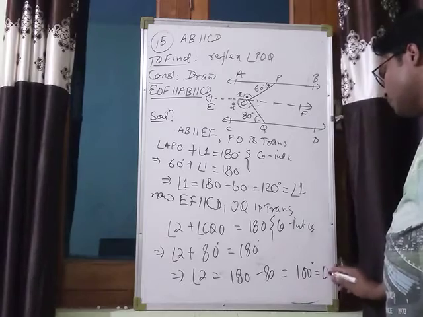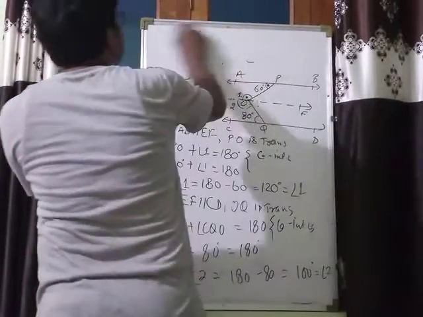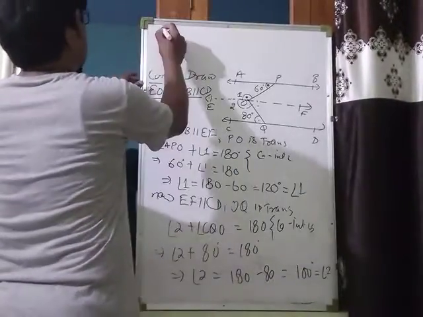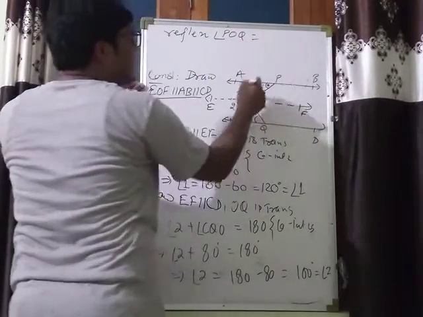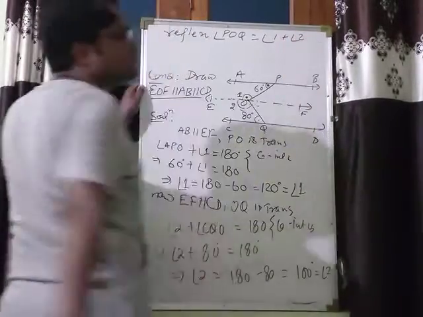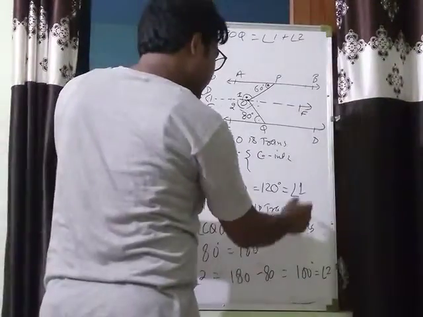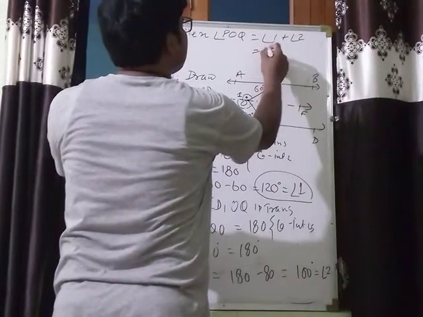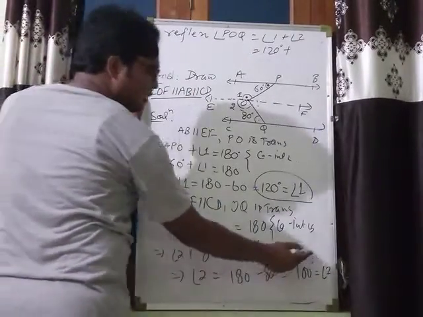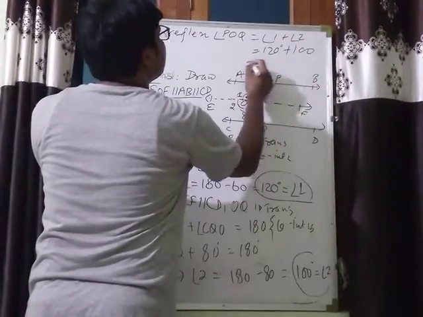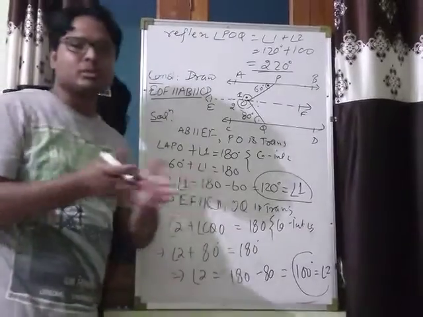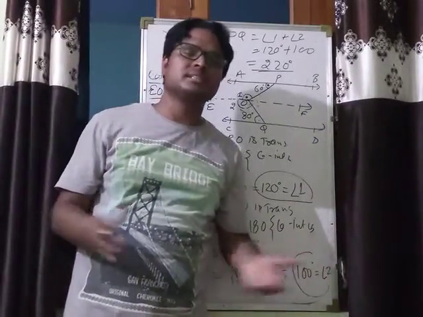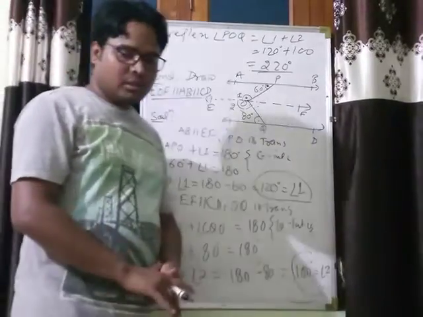This is angle 2. Now we have to find out reflex angle POQ. So reflex angle POQ is equal to the sum of angle 1 and angle 2. Angle 1 is 120 and angle 2 is 100. Clearly their sum is 220 degrees. And you can see, 220 is what? More than 180? Less than 360? Clearly this is a reflex angle. Okay.